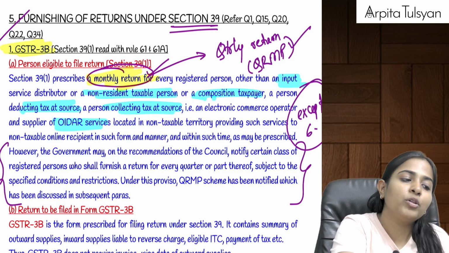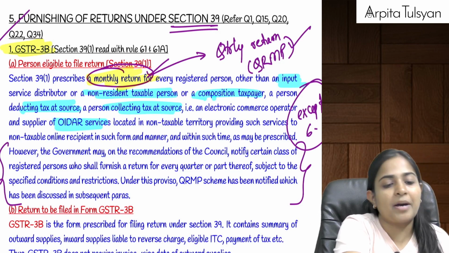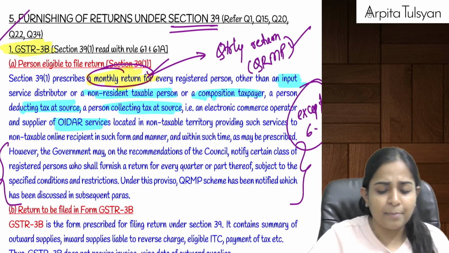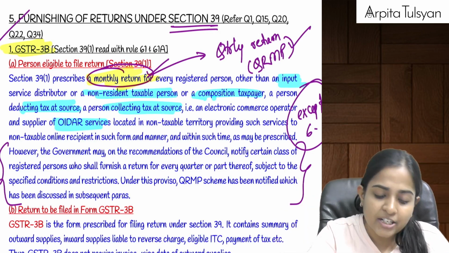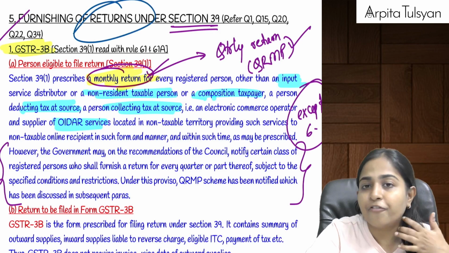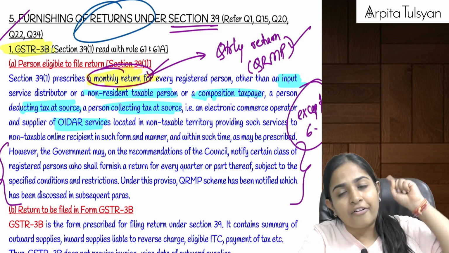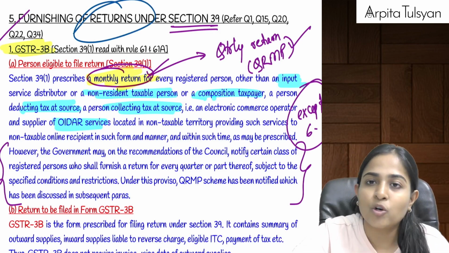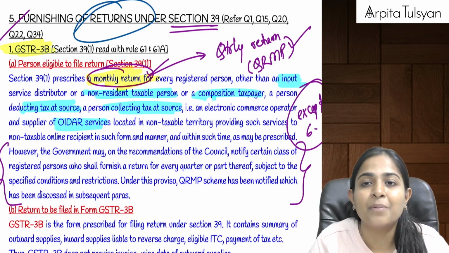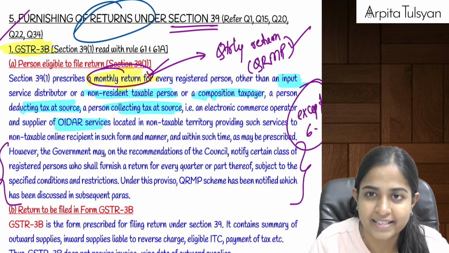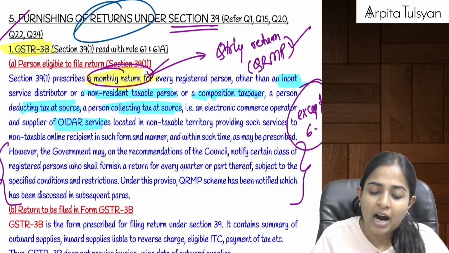Now going on to the most important section of the chapter, that is section number 39, because we are going to study multiple things in this particular section. Section number 39 talks about furnishing of returns. GSTR 1, which we were discussing, is generally not called a return. We may call it a return, but it is actually a statement of all the outward supplies.